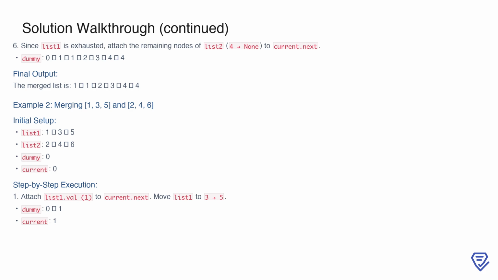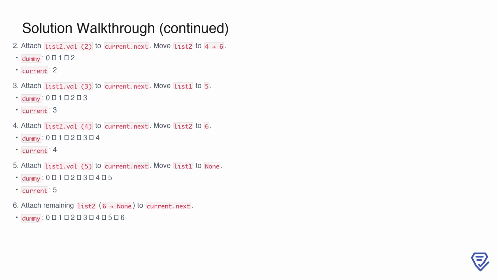Since 1 is less than 2, we attach the node from list 1 to current.next, move list 1 to its next node pointing to 3, and update current to the node with the value 1. The merged list so far is 0, 1. With list 1 pointing to 3 and list 2 pointing to 2, we now compare these values.